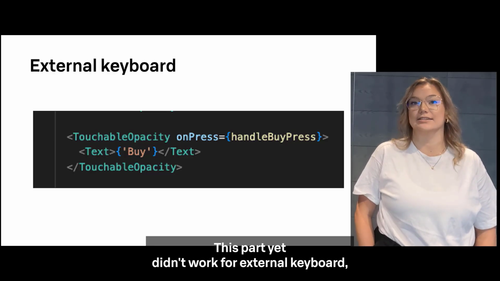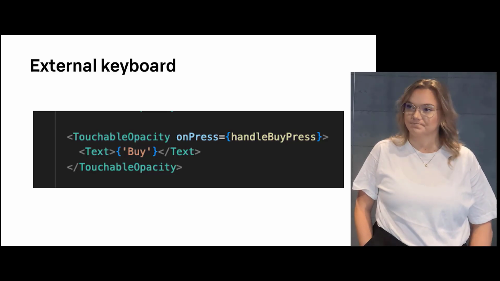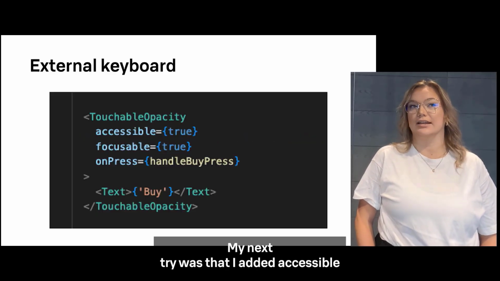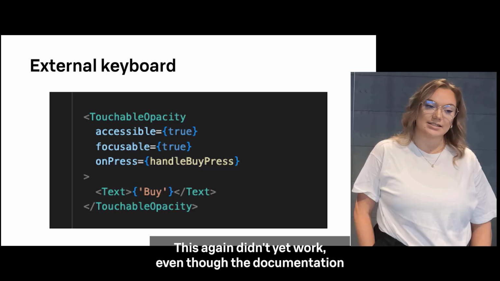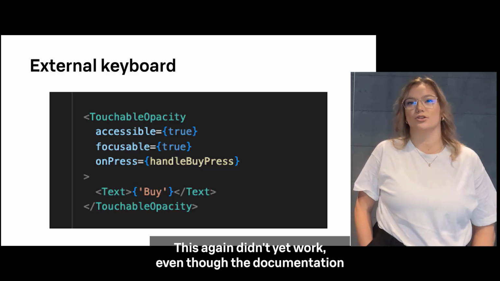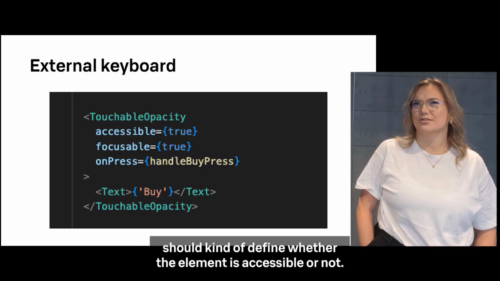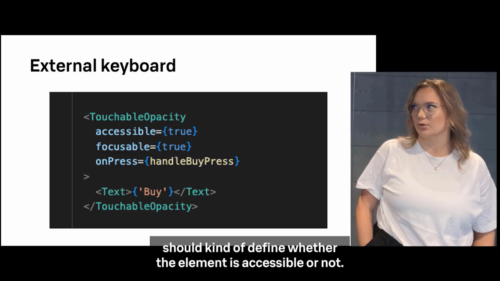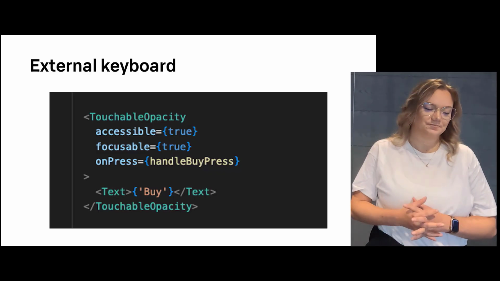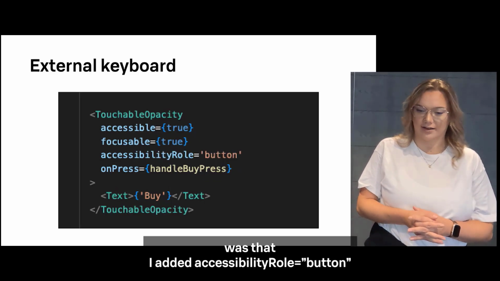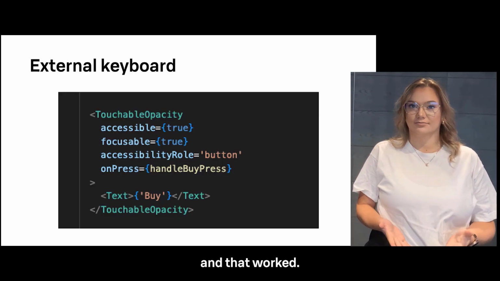This part yet didn't work for external keyboard, so the keyboard didn't navigate yet to my button. My next try was that I added accessible and focusable props, and I set them both to true. This again didn't yet work, even though the documentation in React Native says that accessible and focusable should define whether the element is accessible or not. But yet, the external keyboard wasn't navigating to my button. My last try was that I added accessibilityRole button, and that worked.